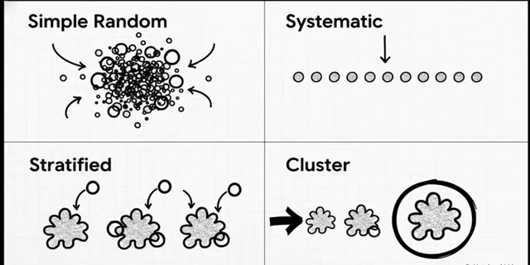So let's do one last super quick recap. Ready? Simple random, equal chance for everybody. Systematic, picking at a fixed interval. Stratified, your go-to for representation. And cluster, grabbing entire random groups. If you can get those 4 core ideas locked in, you are in really, really good shape.